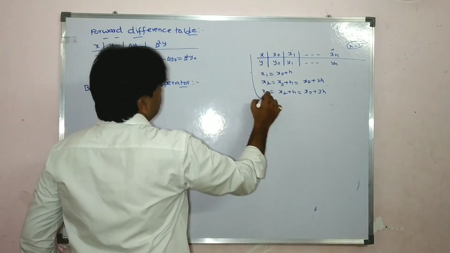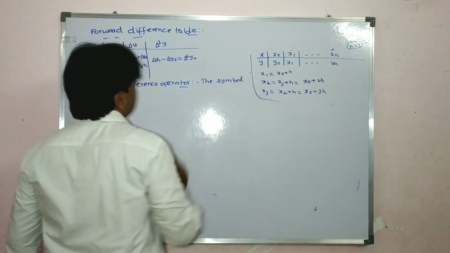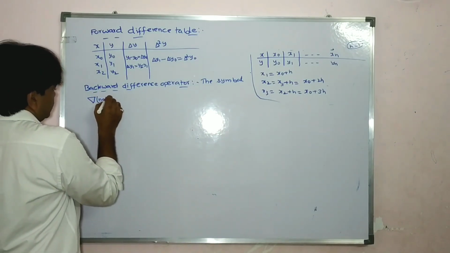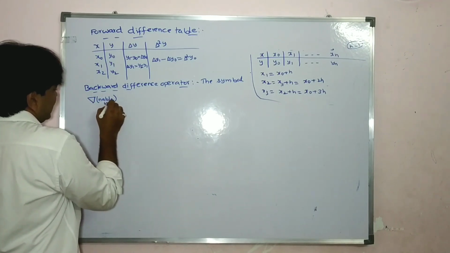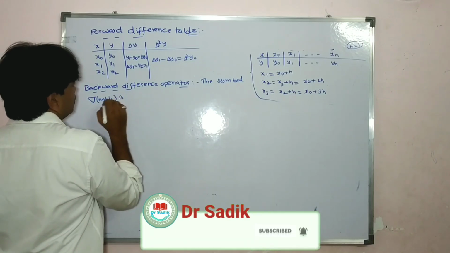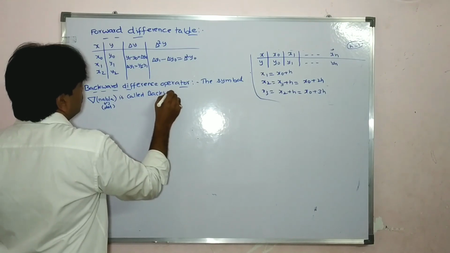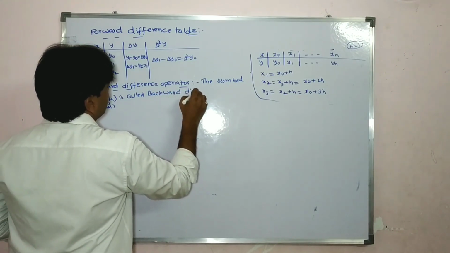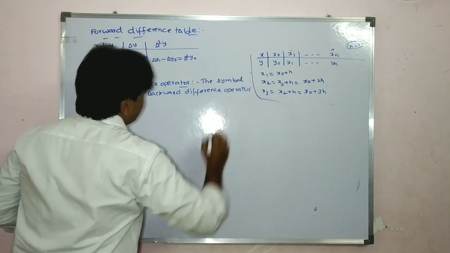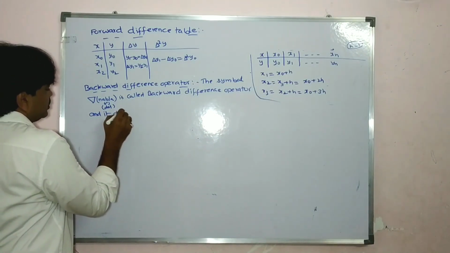Right students, the symbol nabla, also read as del. I want to write nabla for the difference. It's also called del or nabla. The symbol nabla is called the backward difference operator.